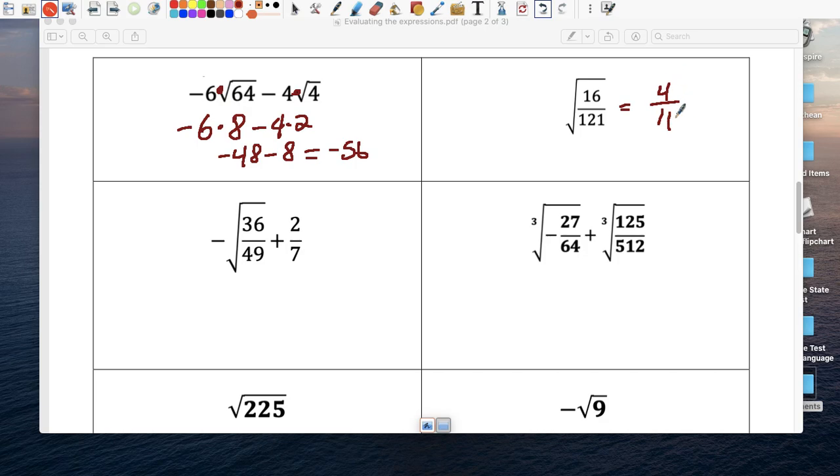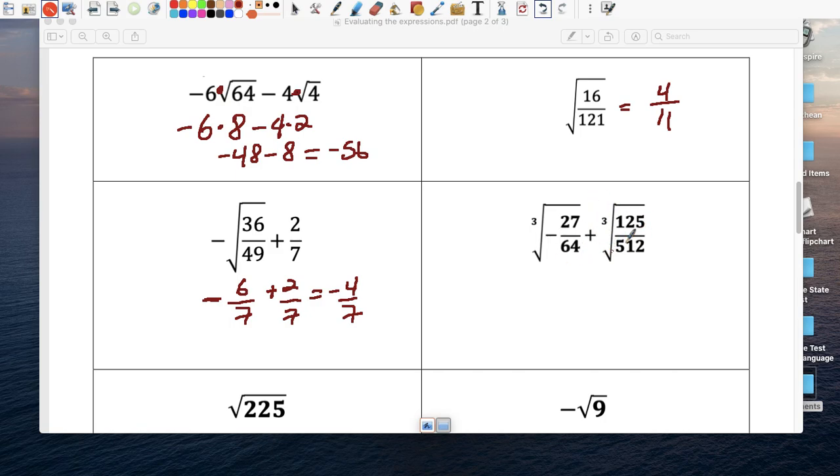The square root of 16 over 121 is just 4 over 11, right? Because 4 over 11 times 4 over 11 is 16 over 121. We're going to negate the square root of 36 over 49, which is 6 over 7. And then plus 2 over 7. Because it's going to give us negative 4 over 7.